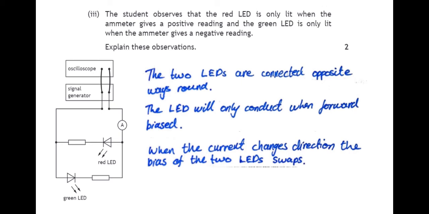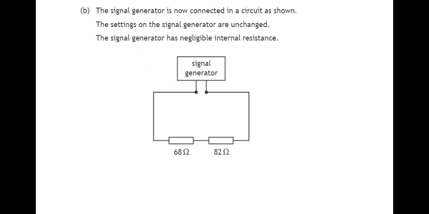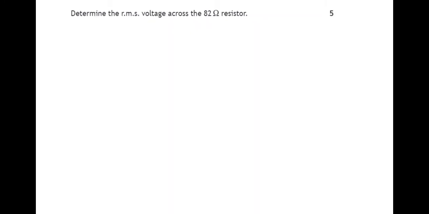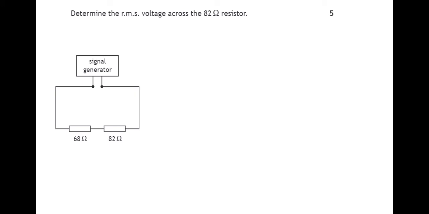B. The signal generator is now connected in the circuit as shown. The settings on the signal generator are unchanged. The signal generator has negligible internal resistance. Determine the RMS voltage across the 82 ohm resistor. So let's have a look at the circuit.